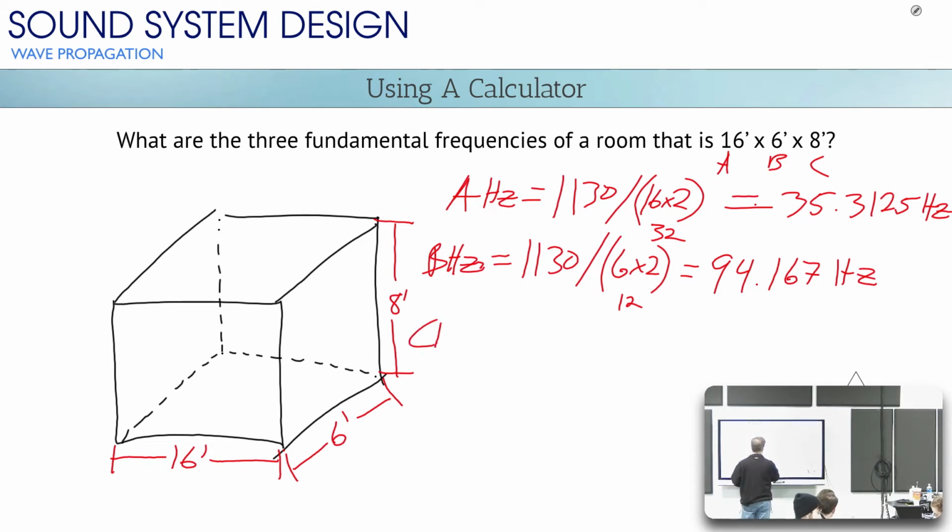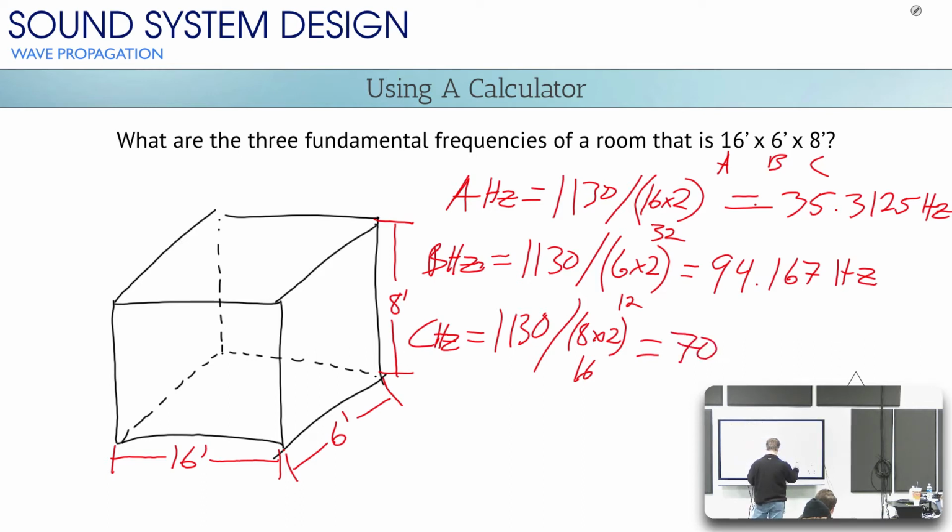Okay, so C hertz is going to equal 1,130 feet per second divided by 8 times 2, otherwise known as 16. And that gives us, I got 70.625. Anybody else? Yes. Okay. There you go. We did it.